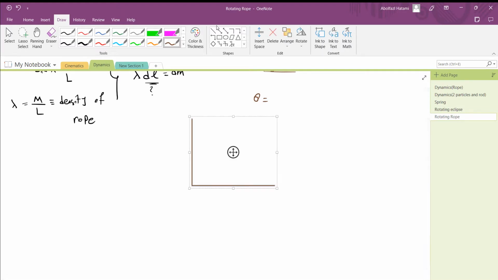Suppose that here we have y and x, and this is a function f of x. If you want to find the length of a differential element on this curve, you will do something like this.